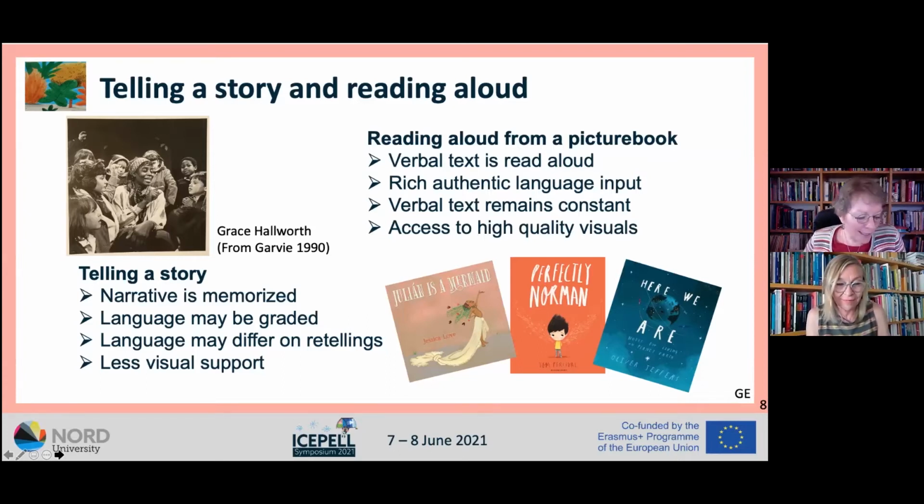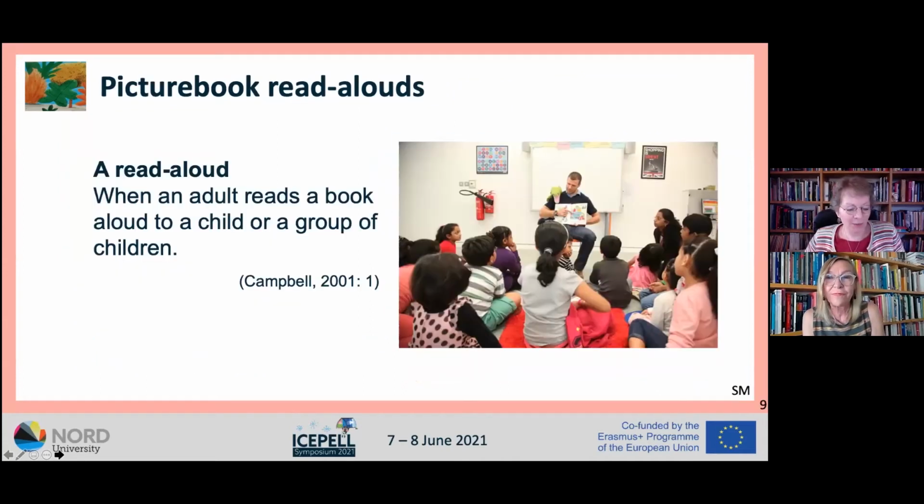So as obvious as it may seem, we think it's necessary to define what a read aloud is. A picture book read aloud is when an adult reads a book aloud to a child or a group of children. It's not when a child reads out loud in the classroom. That's something quite different. So the picture book read aloud is essentially a listening activity. However, it provides a range of affordances for children learning English as another language.